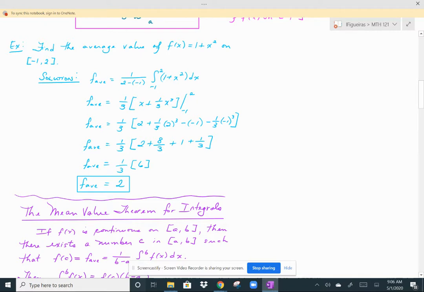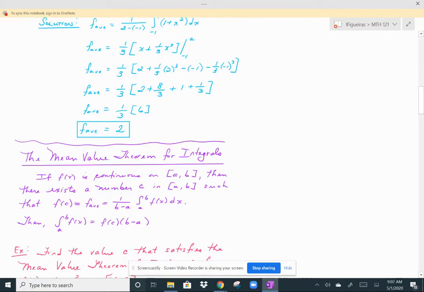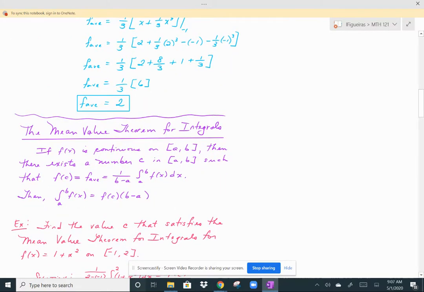which means the average function value, the average y values for this function on that closed interval is an average value of 2. All right, so now let's talk about the mean value theorem for integrals. Mean value theorem for integrals is not the same as the mean value theorem that we learned when we learned our derivatives, but it is related to the average value definition.